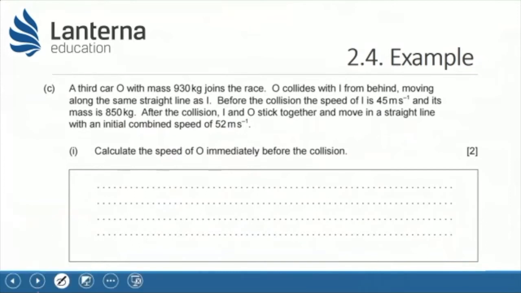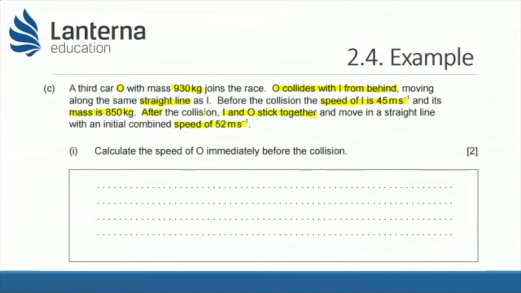Every question I always recommend, go in with a highlighter and highlight key things. So O has mass 930. O collides with I from behind, moving along the same straight line. Before the collision, the speed of I is 45 and its mass is 850. After the collision, I and O stick together, move in a straight line, and the speed is 52.